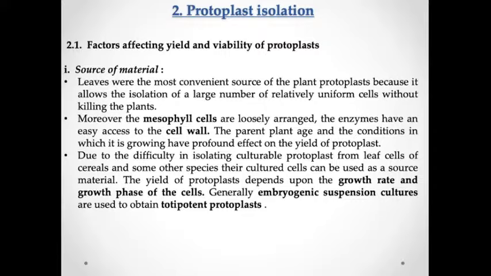Due to the difficulty in isolating culturable protoplast from leaf cells of cereals and some other species, cultures can be used as a source of material. The yield of protoplast depends upon the growth rate and growth phase of the cells. Generally, embryogenic suspension cultures are used to obtain totipotent protoplast.